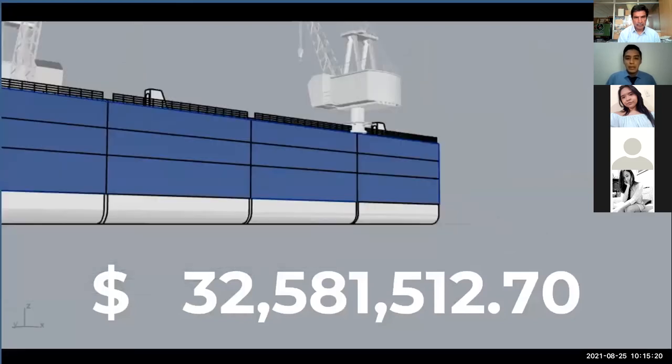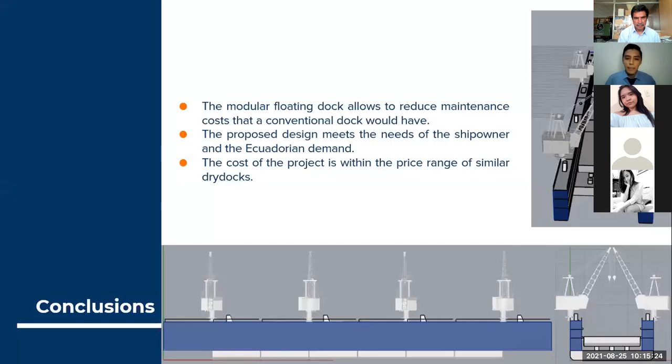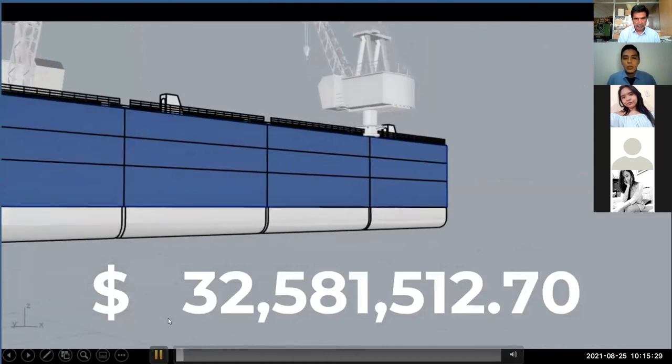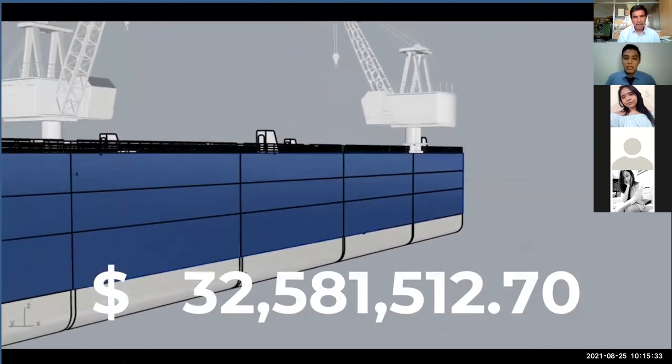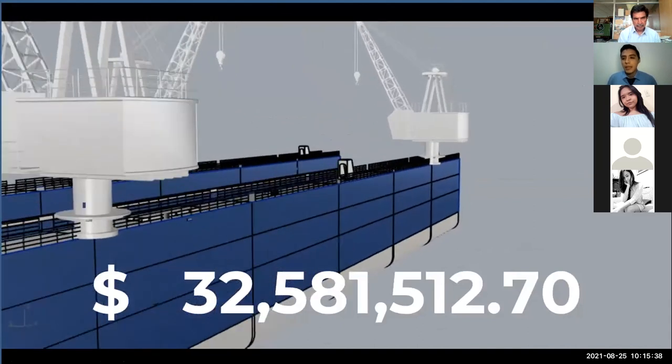Finally, the cost that we estimate for this project, considering structure and machinery, was this, considering that the project is constructed by Astinave EP.